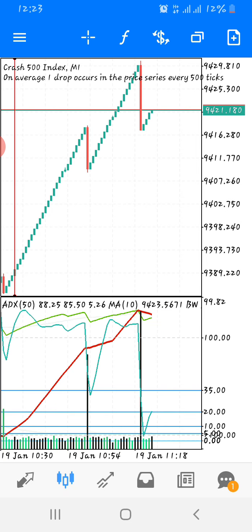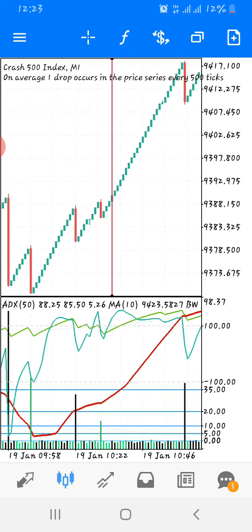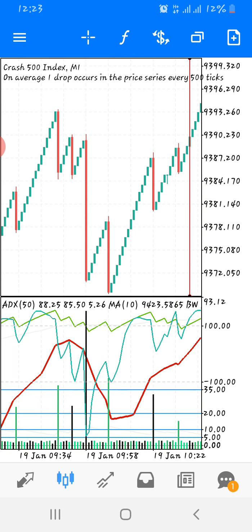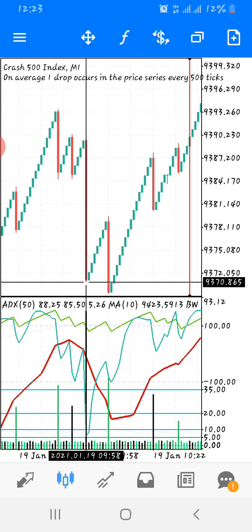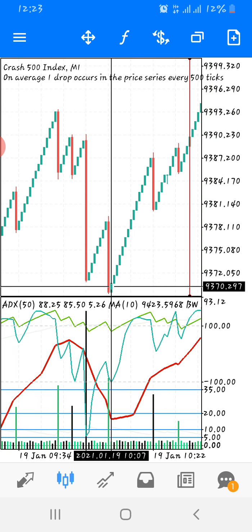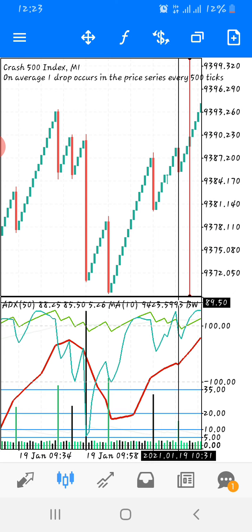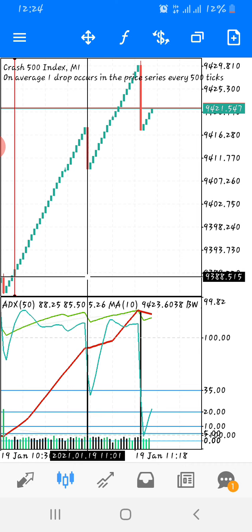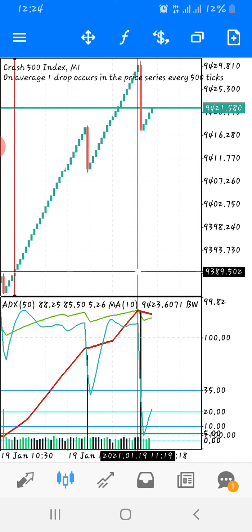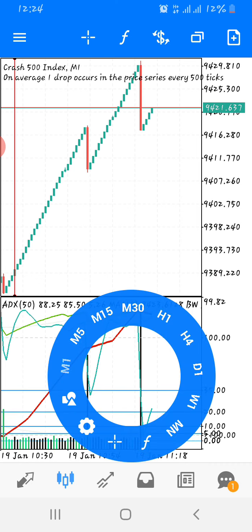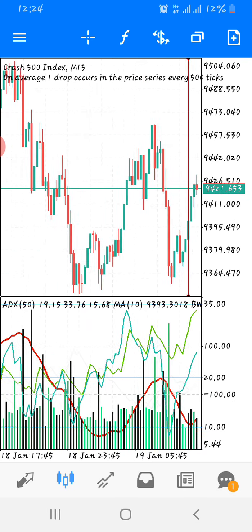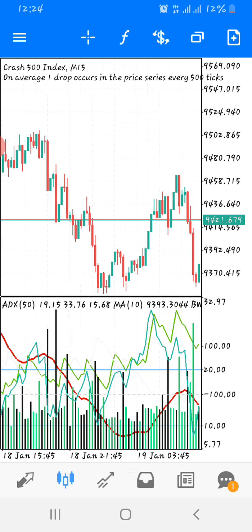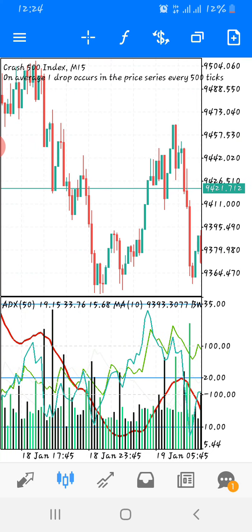Then we got the black candle, which indicates another spike, right? But it's not all the time. I told you guys, it's not all the time. You see here, it brought another spike, but it was late. Like here, we got the black candle, and it brought another spike, but it was late, you see. So let's check out this 15 minute time frame for Crash 500.